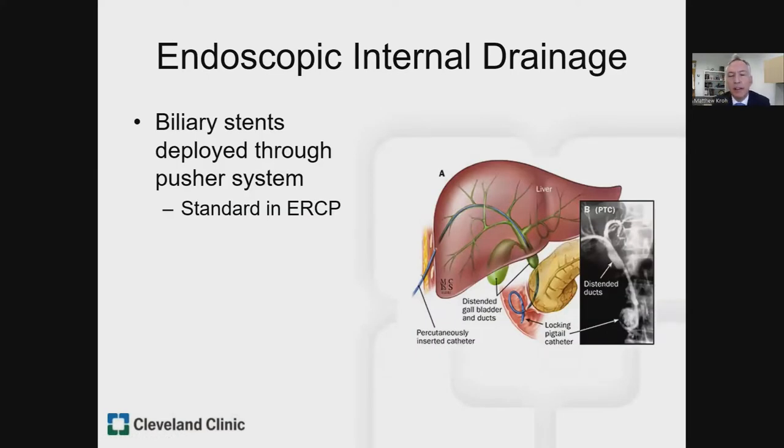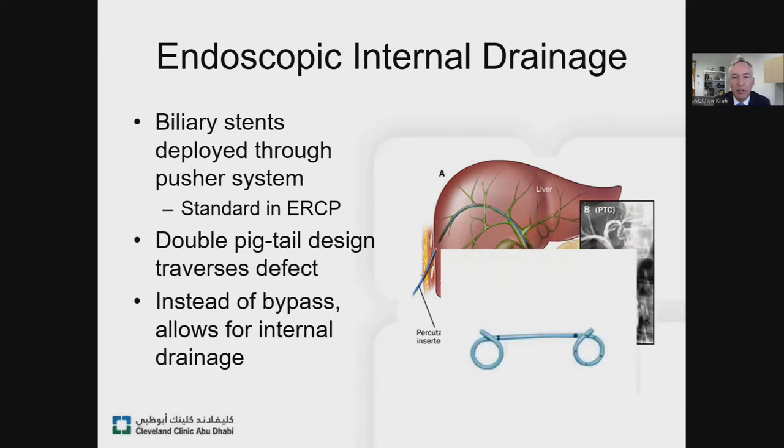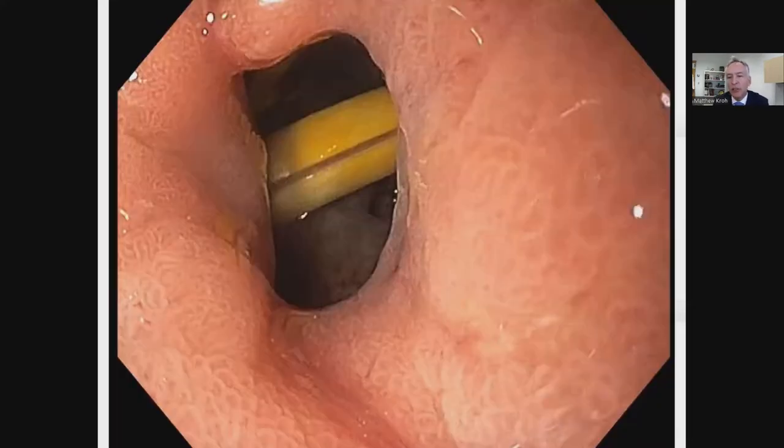But stents can be unpleasant, they can cause pain and reflux to patients, and increasingly we have adopted an internal drainage technique using plastic biliary stents. These are double pigtail designs that traverse the defect that, instead of bypass like an esophageal stent, allow for internal drainage. And this is what it looks like endoscopically.